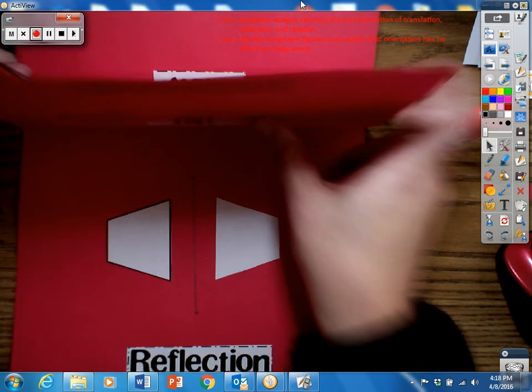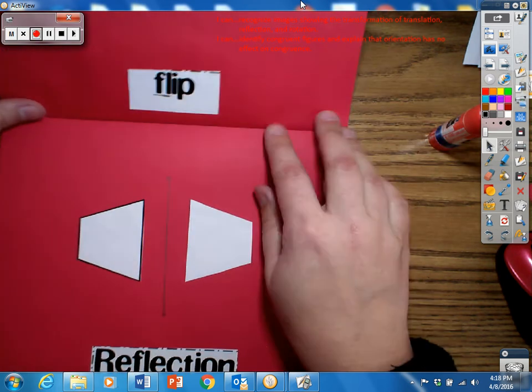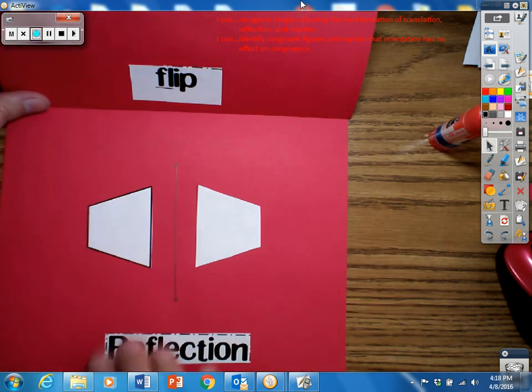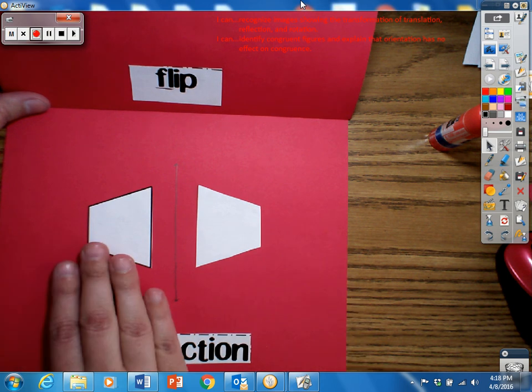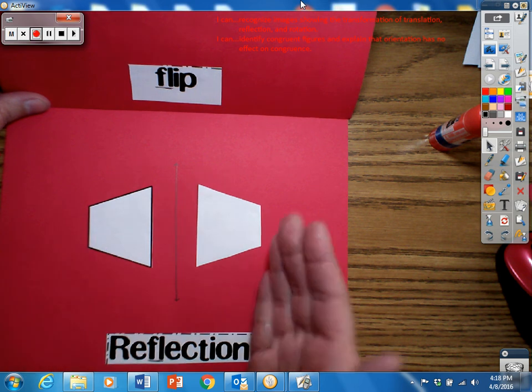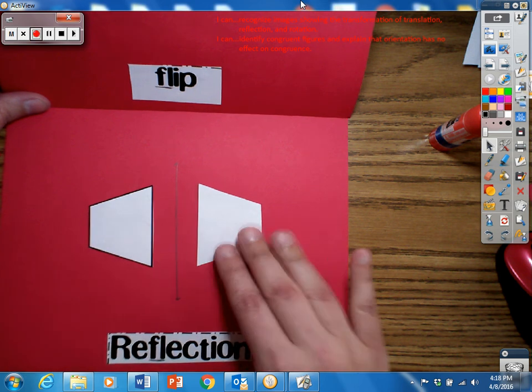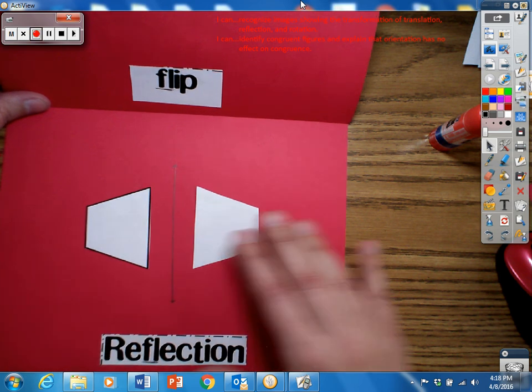And the last one is a flip, or a reflection, where we took our figure and we reflected it or flipped it over a line. Again, the figures are still congruent because all we did was flip it over the line. We did not change this other figure by cutting it or making it bigger or smaller.